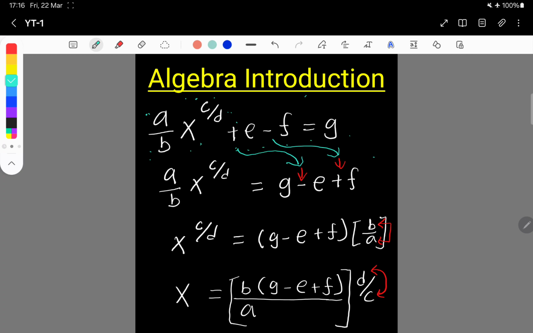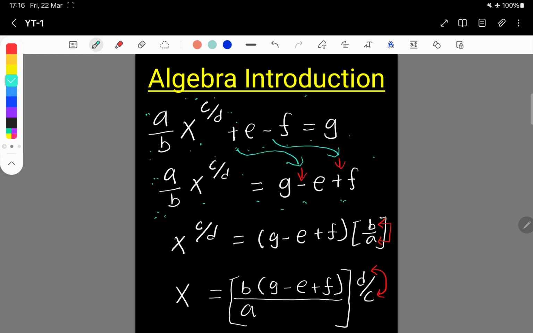So now what you have is a over b for the x power of c over d equivalent to g minus e plus f, where positive became negative and negative became positive. Then the next thing we're going to do is focus on how to manipulate the multiplications and also the divisions. We're going to move the multiplications from the left hand side to the right hand side, and also the divisions from the left hand side to the right hand side.